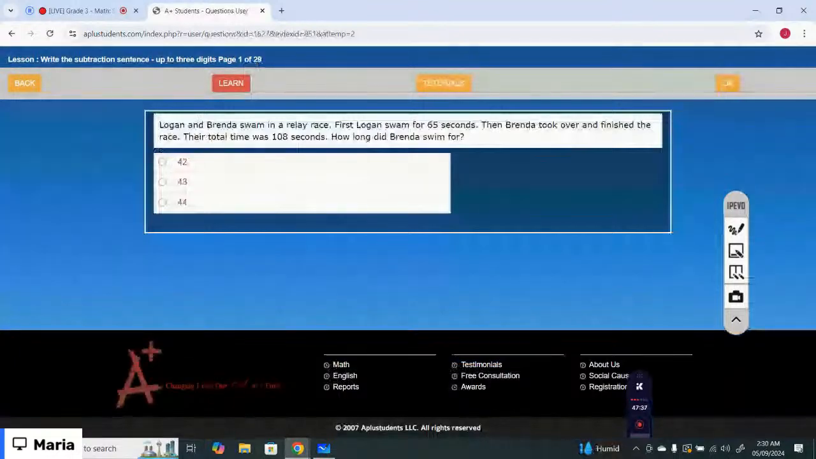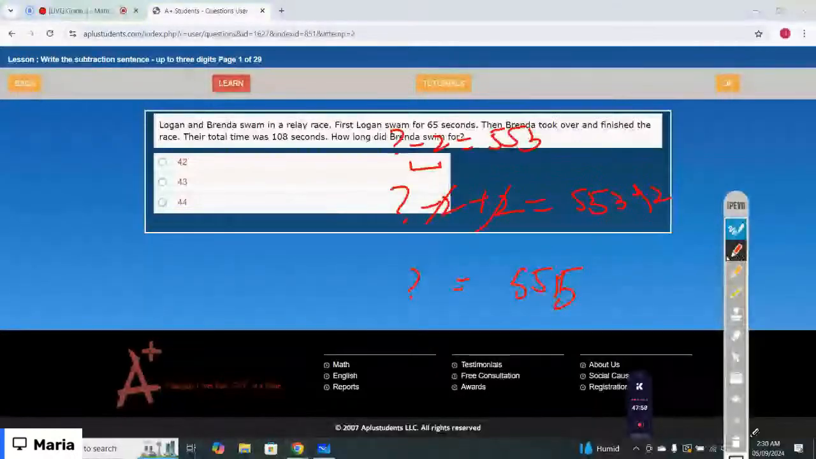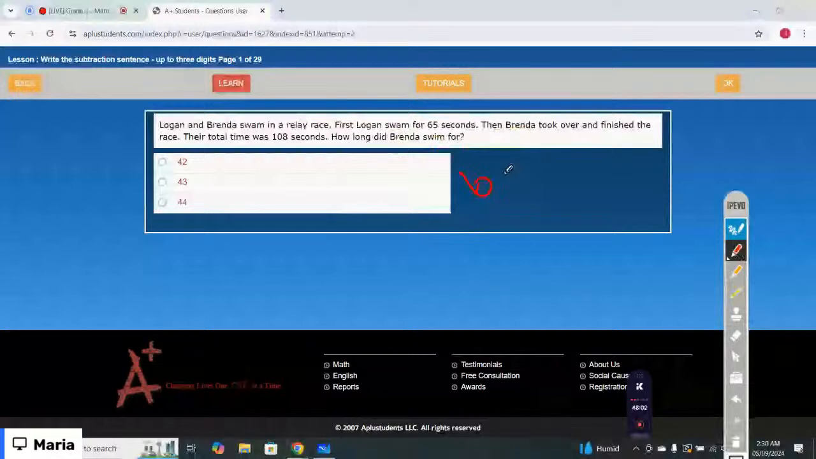Okay, Logan and Brenda swam in a relay race. First, Logan swam for 65 seconds, then Brenda took over and finished the race. Their total time is 108 seconds, right? How long did Brenda swim for? So you have to find how long Brenda swam for. Their total time is 108, and Logan swam for 65. You have to find the time that Brenda swam, right? So you have to do 108 take away 65.